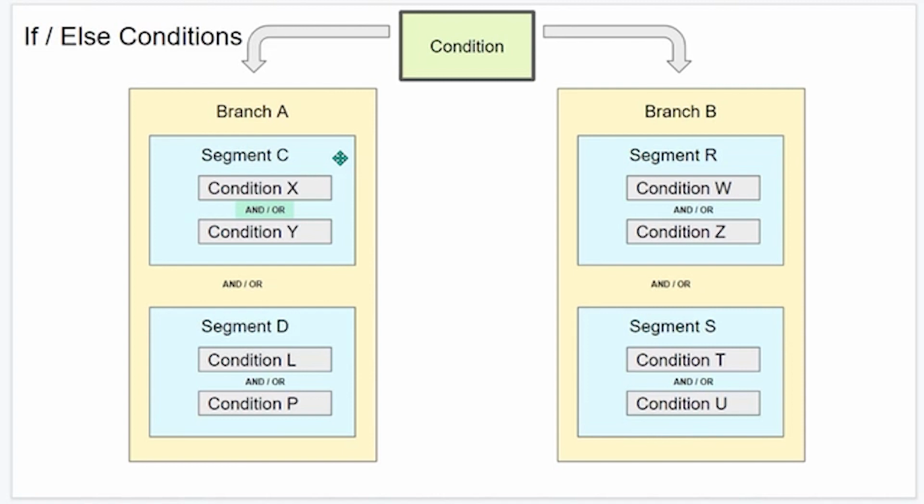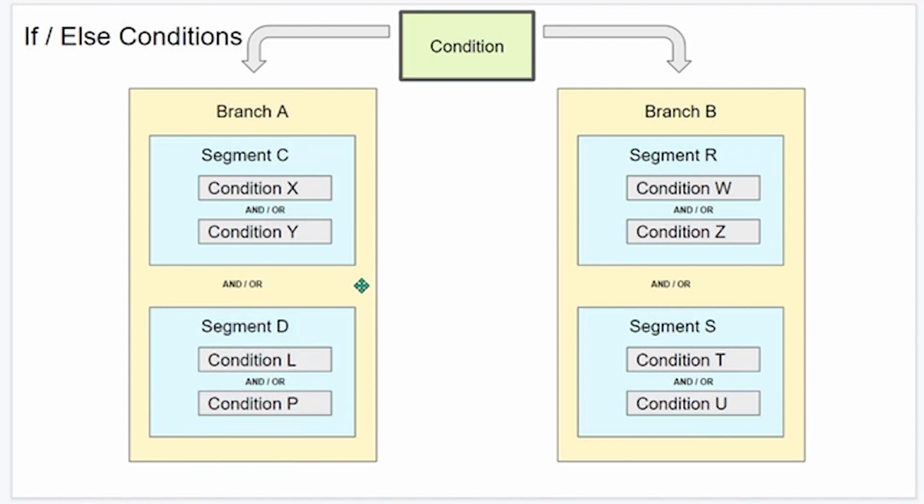Now, similarly, you can have more segments within a branch, and we see here we have segment D. And again, just like the conditions, the segments can be and or conditions. In other words, you could say that this person has to satisfy segment C and segment D, or you could have it set that they need to satisfy segment C or segment D in order to be selected for branch A. So that might sound a bit confusing. It'll look more clear when you have a look at the workflow in a moment.